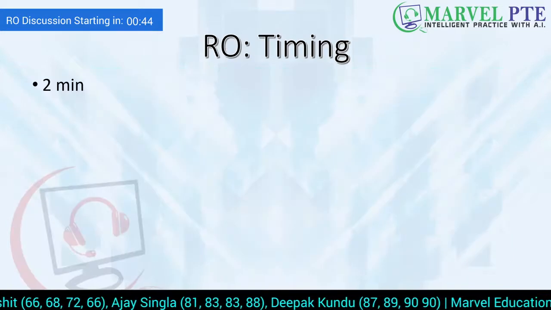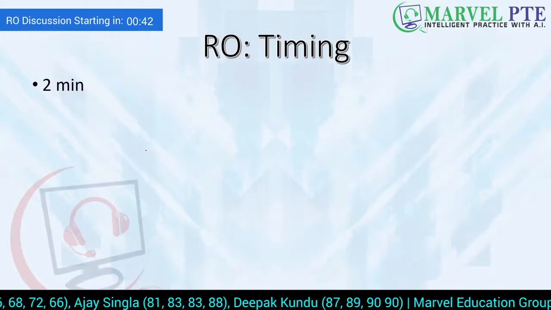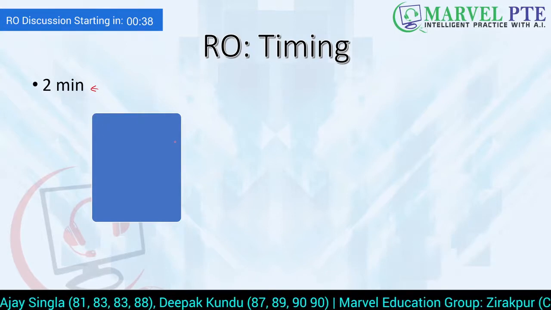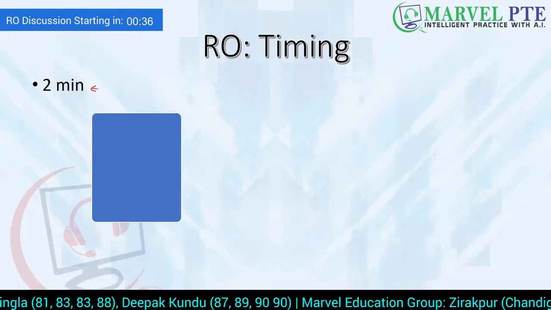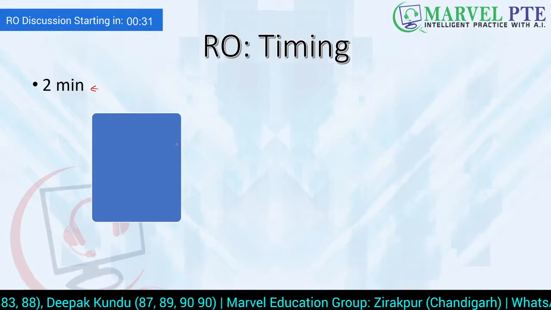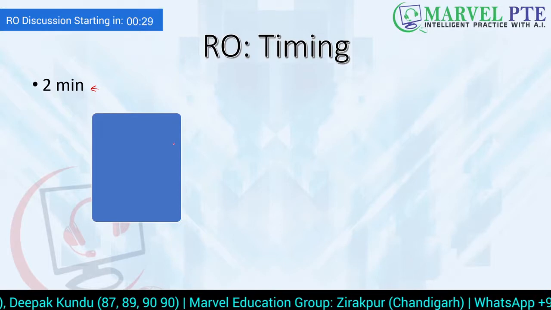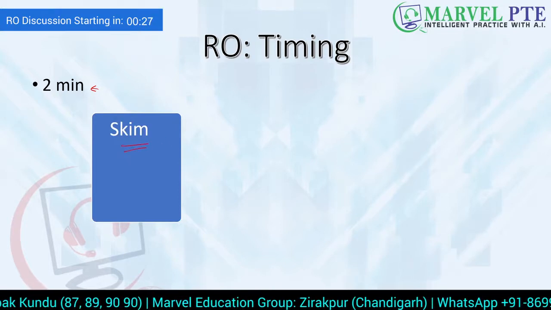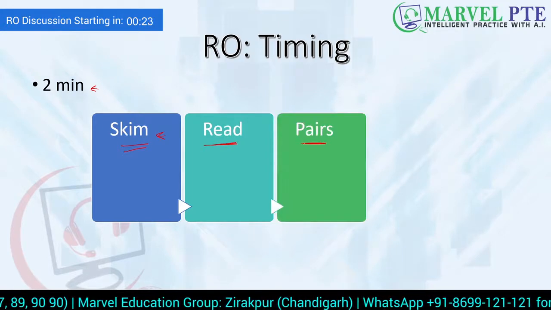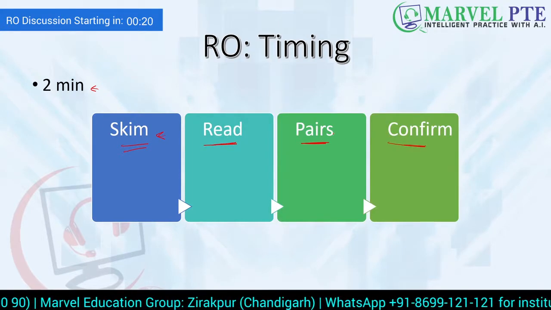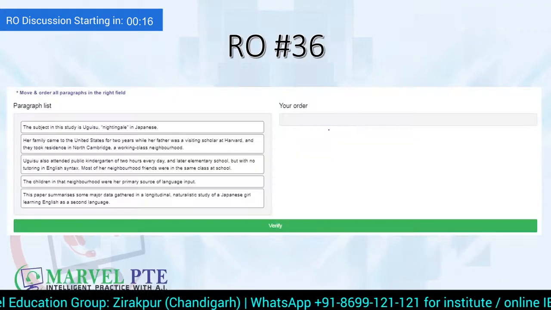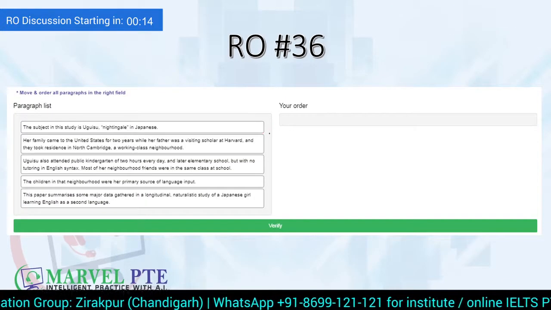Okay. Now about the timing, you know that you have just 2 minutes. And in 2 minutes you have to solve. This is the time we could find out through our artificial intelligence analysis and big data analysis. So in these 2 minutes आपको बहुत सारे tasks करने होते हैं. Like आपको सबसे पहले skim करना होता है reorder paragraph को, फिर read करना होता है, फिर pairs बनाने होते हैं, and then in the end you have to confirm जो आपने pairs बनाए हैं वो correct हैं या नहीं हैं. And this is today's reorder paragraph.